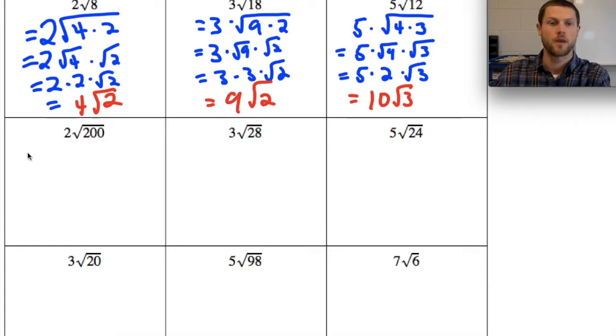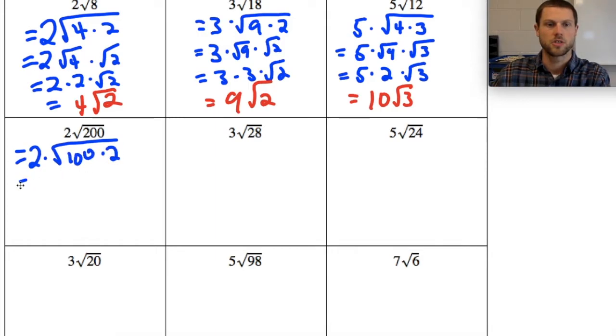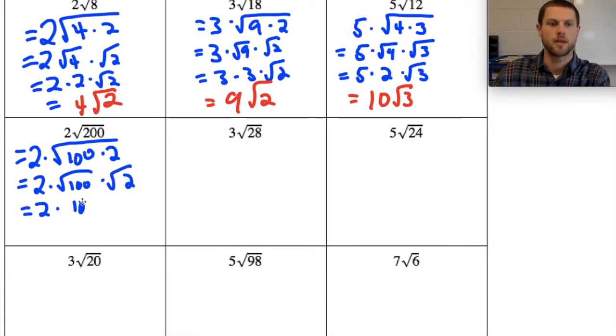For the next problem, 2 times the square root of 200 is going to equal 2 times the square root of 100 times 2, which is equal to 2 times the square root of 100 times the square root of 2, which is equal to 2 times 10 times the square root of 2, which equals 20 times the square root of 2.